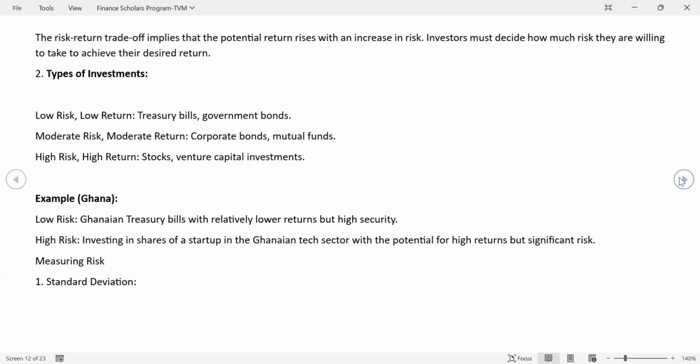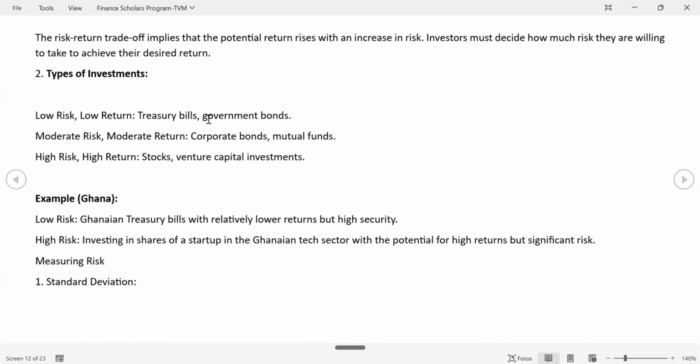The risk is that the value of a stock can go down sharply because of particular news, but it also gives high return, especially when good news comes and people are buying, the prices are rising, and you get your return plus dividend. We have examples here in Ghana which you can read and understand.